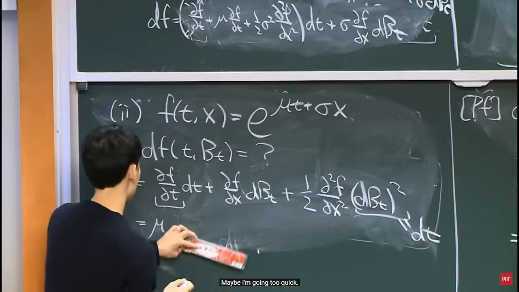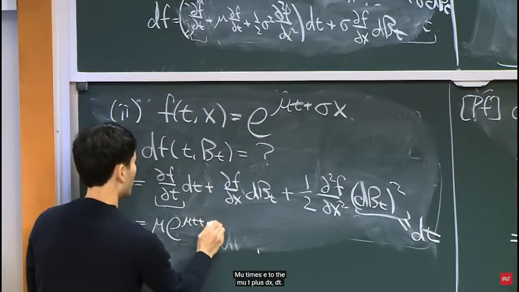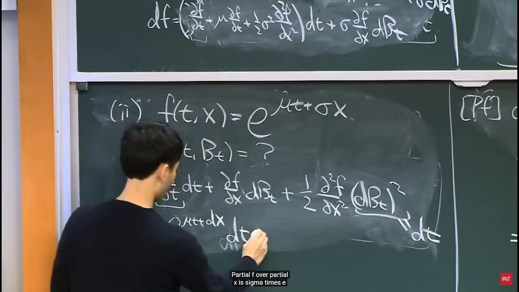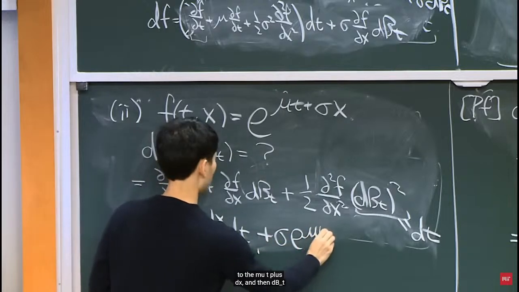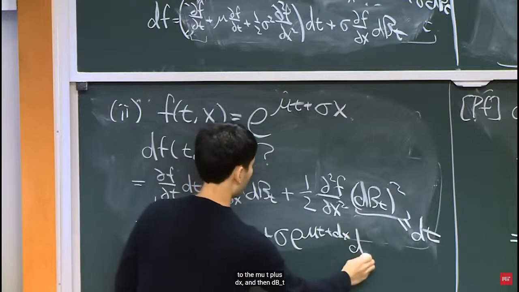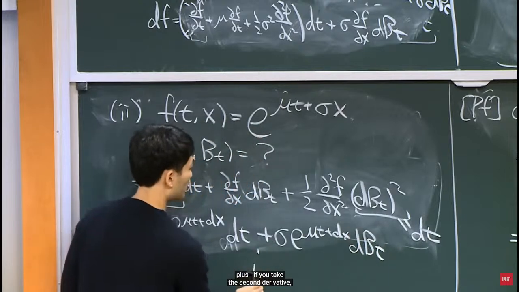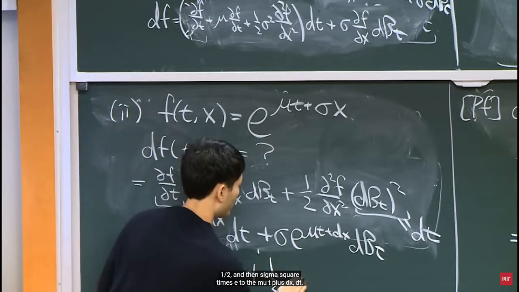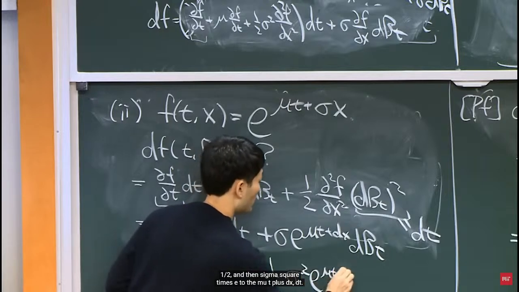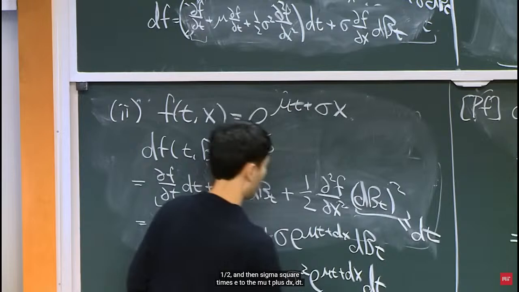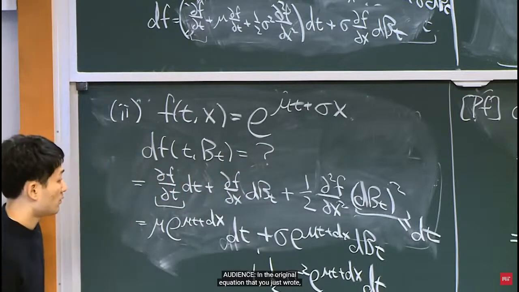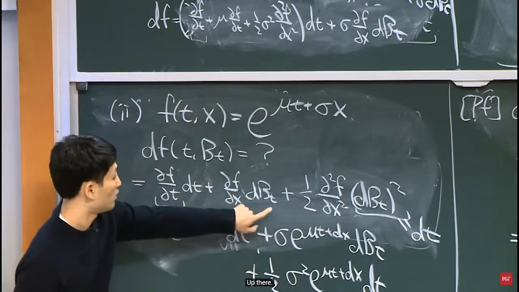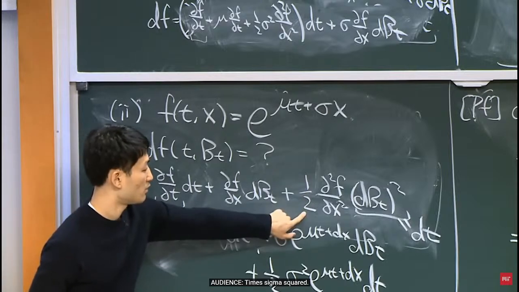Or maybe I'm going too quick. It's mu times e to the mu t plus sigma x dt. Partial f over partial x is sigma times e to the mu t plus sigma x, and then dB_t, plus, if you take the second derivative, you do that again, what you get is 1/2, and then sigma squared times e to the mu t plus sigma x dt. Yes? In the original equation that you just wrote, isn't it 1/2 times sigma squared, and then the second derivative? Here? Yes. 1/2 times sigma squared.